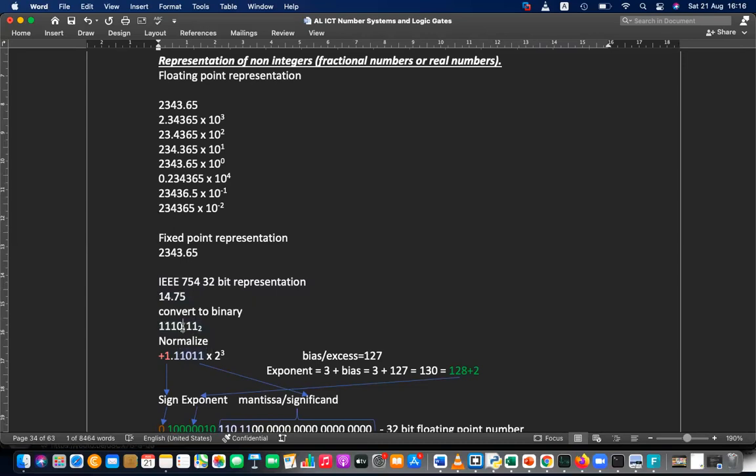11011. Then how many positions have you moved? You can see it's 1 position, 2 positions, 3 positions, then 2 to the power 3. First of all, you write a number like this.